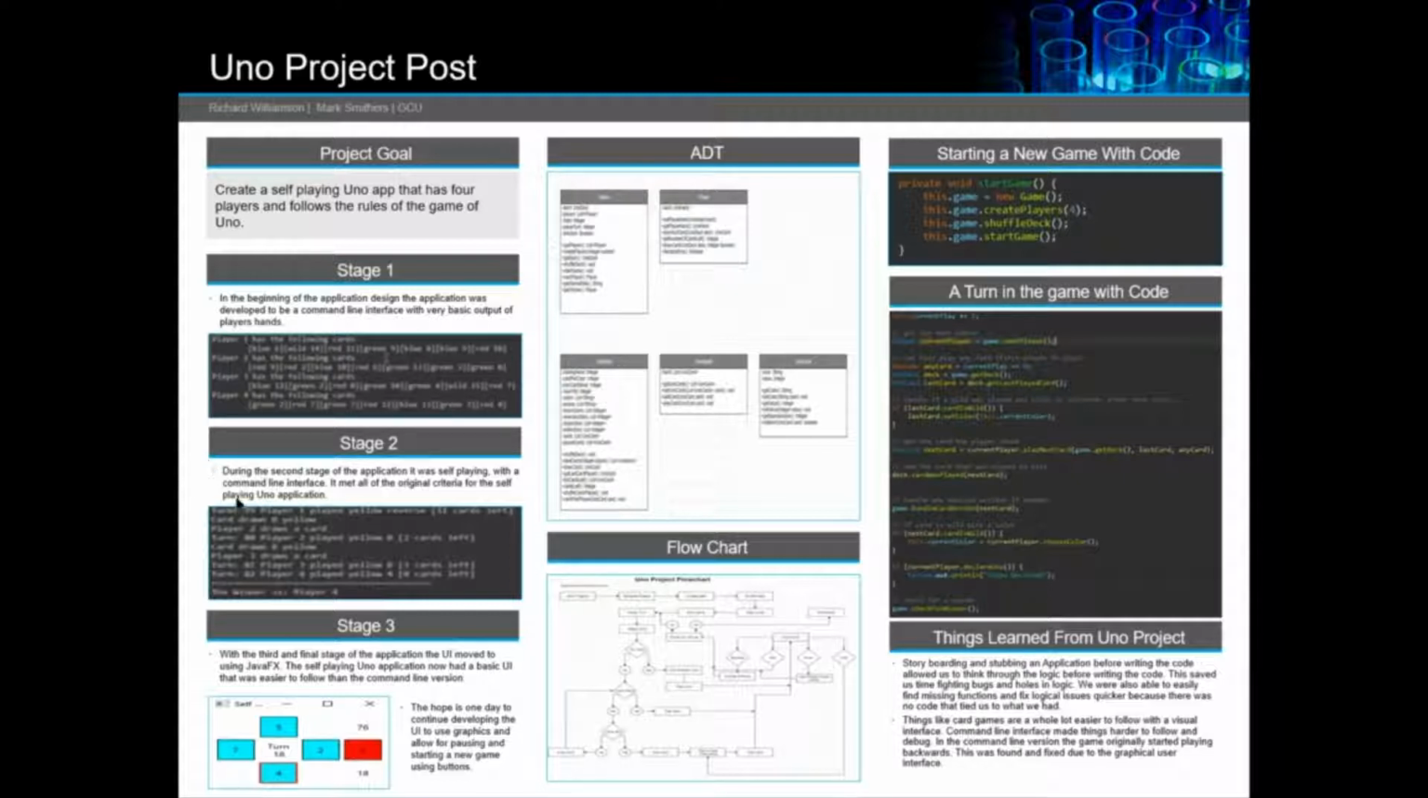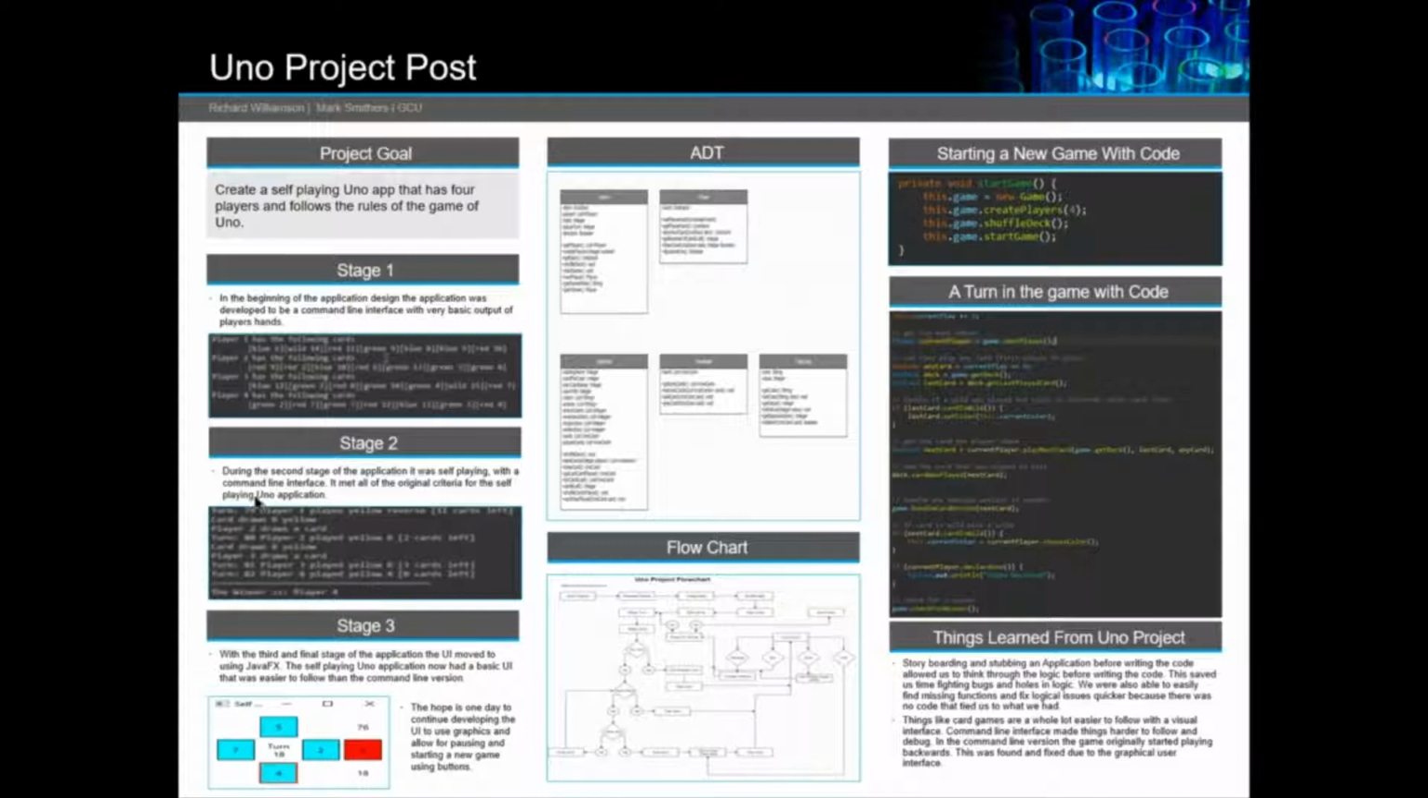Stage 2, during the second stage of the application, it was self-playing with the command line interface. It met all of the original criteria for a self-playing Uno game. Here you can see this was actually really hard to follow, and it made debugging really hard because you had to go through all of it instead of watching and seeing the flow being incorrect or something bad happening.